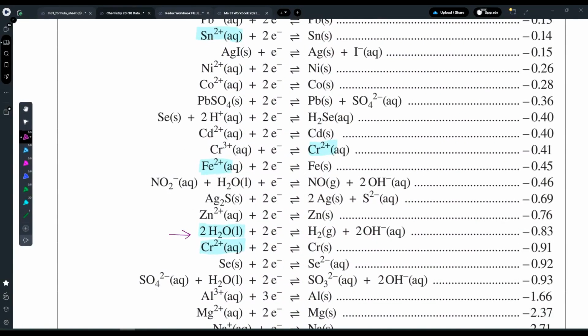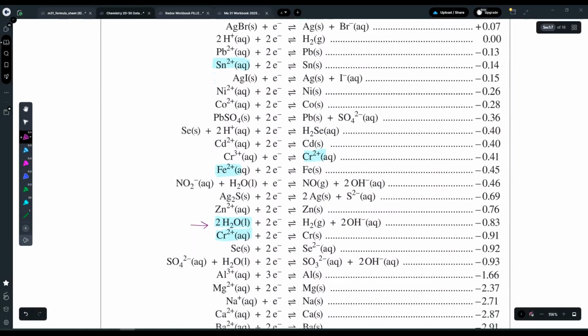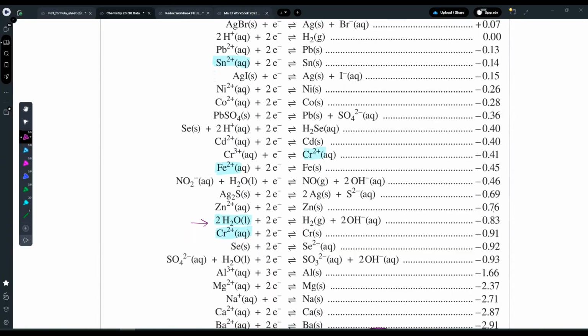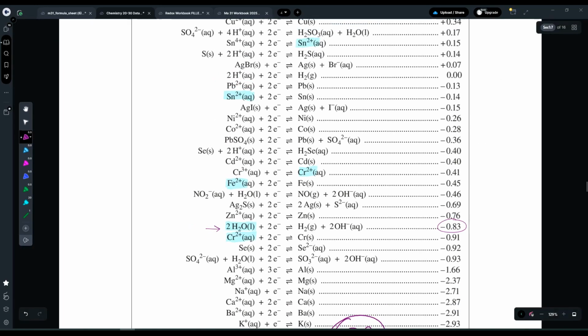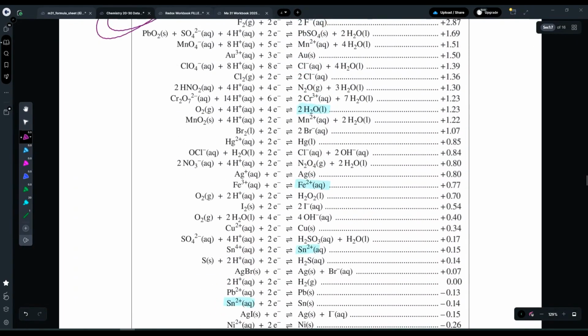Water also shows up both as an OA and RA, so you can find that at -0.83 as well as +1.23.